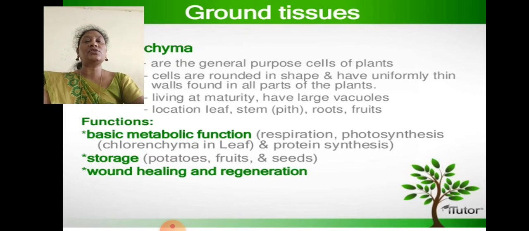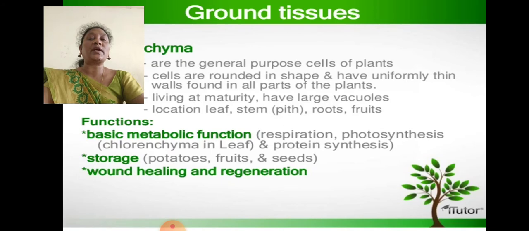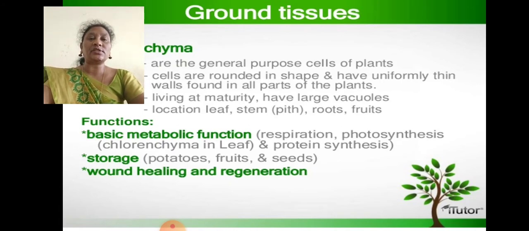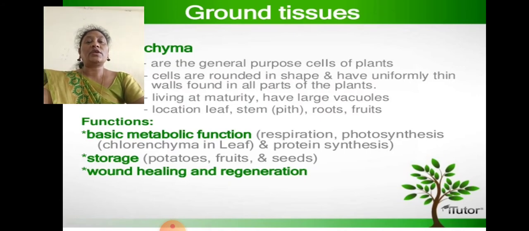Then what are the functions of parenchyma? Basic metabolic function. That means they participate in respiration and photosynthesis, chlorenchyma in the leaf. Metabolic functions means energy releasing activities and protein synthesis, that is the process of respiration and photosynthesis. Next, storage: potatoes, fruits and seeds. Parenchyma stores the food, and also does wound healing and regeneration.